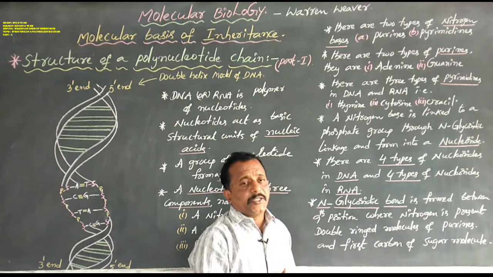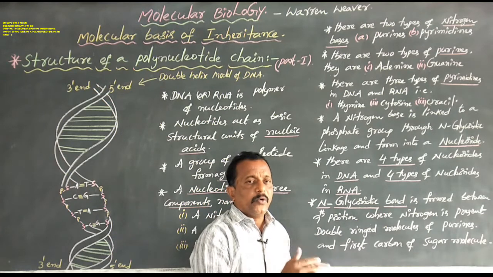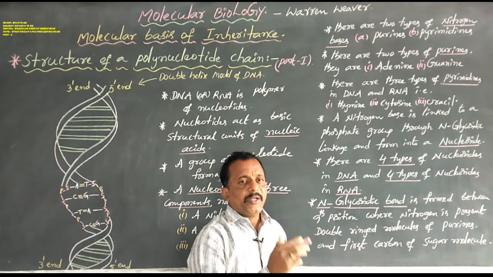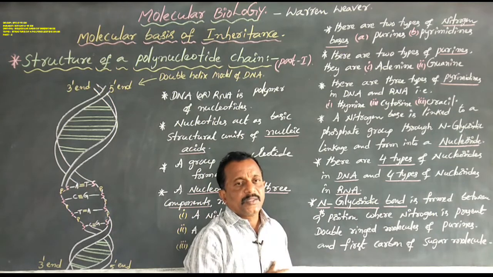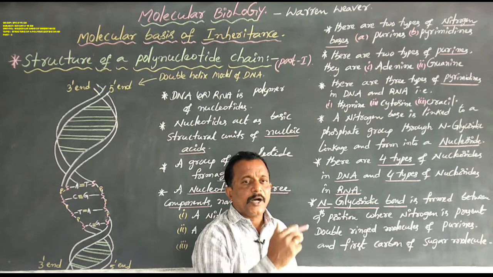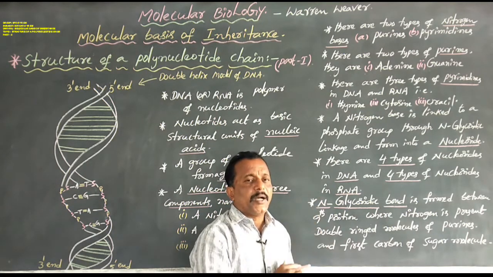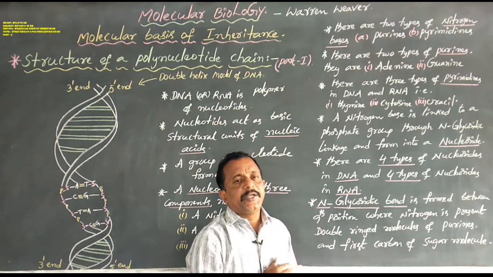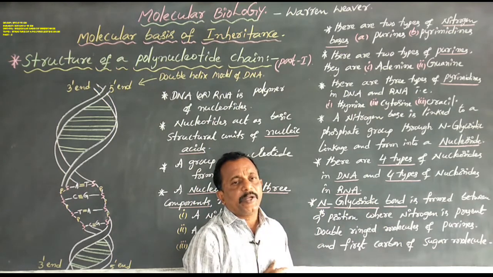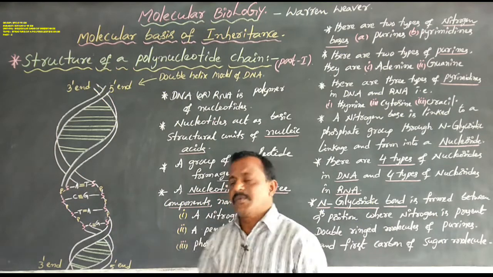cytosine is constant in DNA and RNA, but the only change is in thymine and uracil. So thymine is present in DNA, absent in RNA, but uracil is present in RNA, absent in DNA. By this I mean thymine in DNA is replaced by uracil pyrimidine in RNA. Okay now.